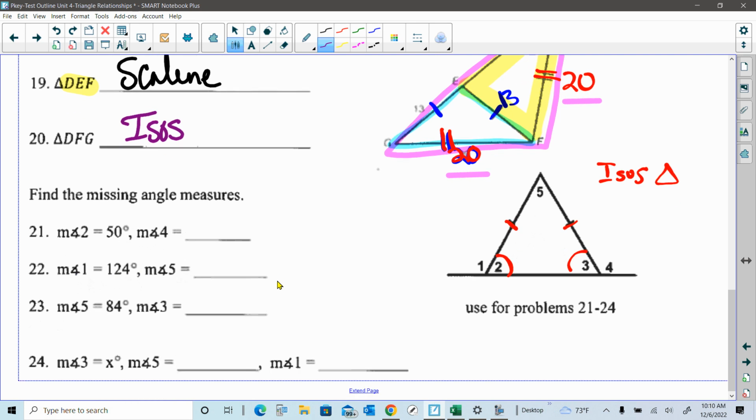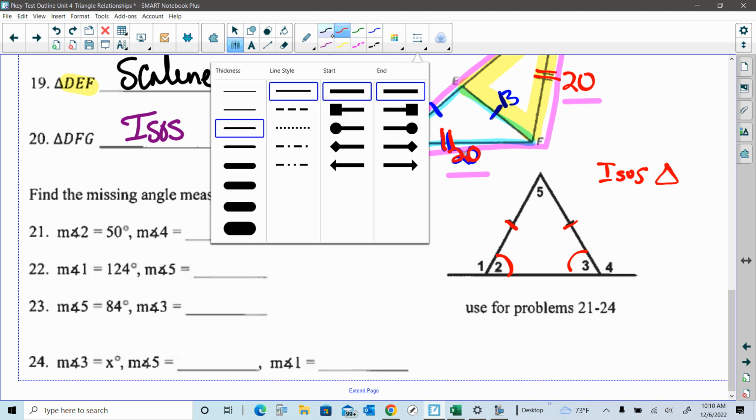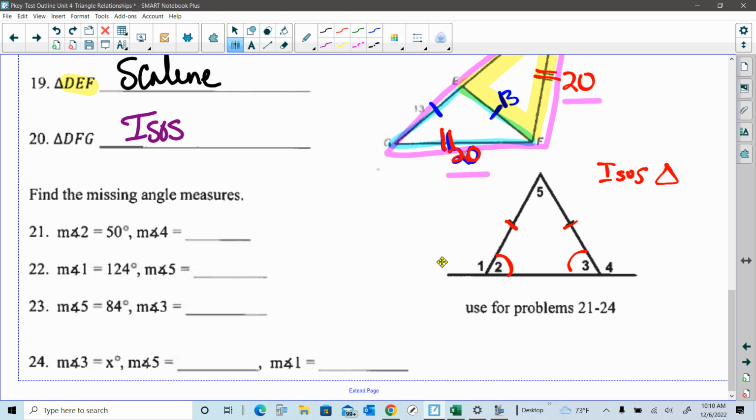All right, on these for 21 through 24, the values change each problem. Don't think the 50 is going to stay here. So like on this first one, they're telling you that angle 1 is 50 degrees. If this is 50, find angle 4. Well, because this is isosceles, angle 3 is also 50, which means angle 4 is just 180 minus 50, which is 130.